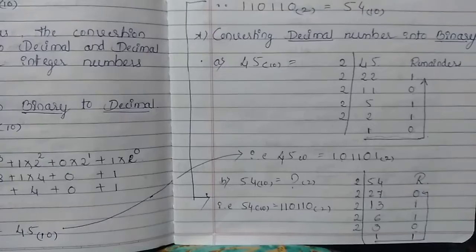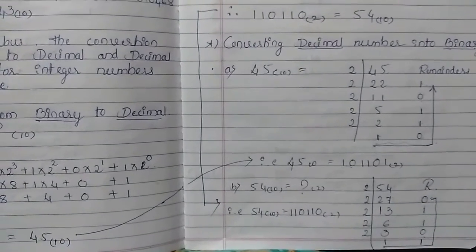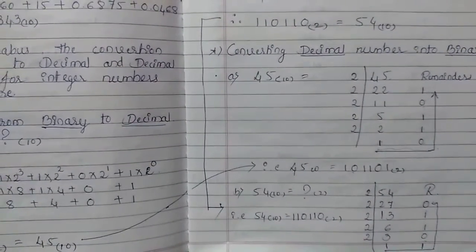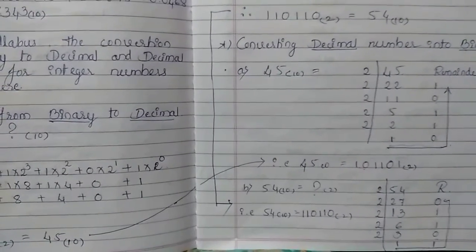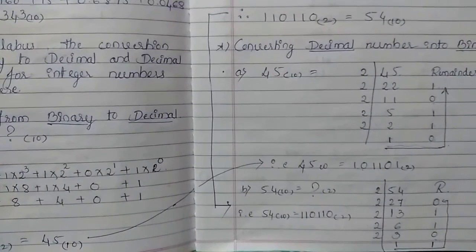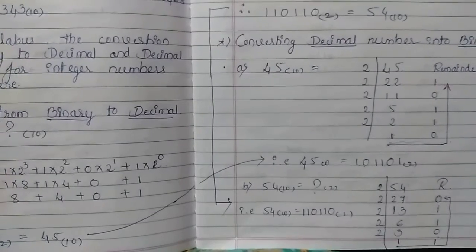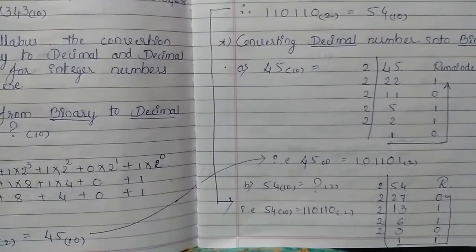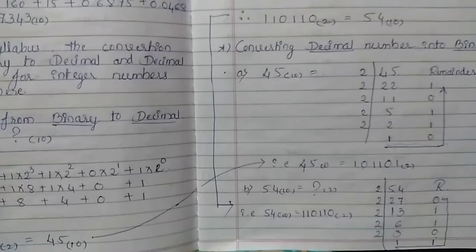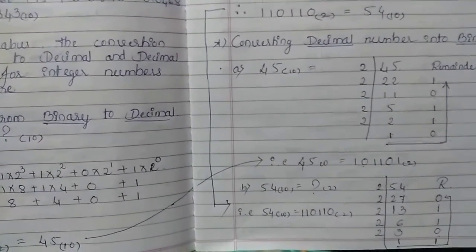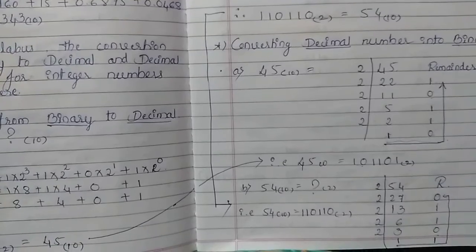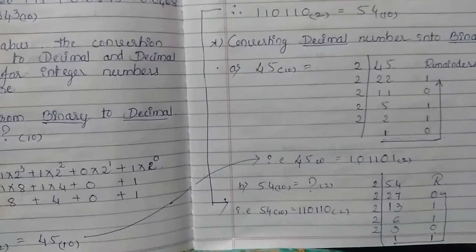I hope you all got it. Take some more examples. For your syllabus, actually there is only the conversion between binary to decimal and decimal to binary, only for integer numbers. Take some more numbers and practice at home. I hope you all got it. Thank you.